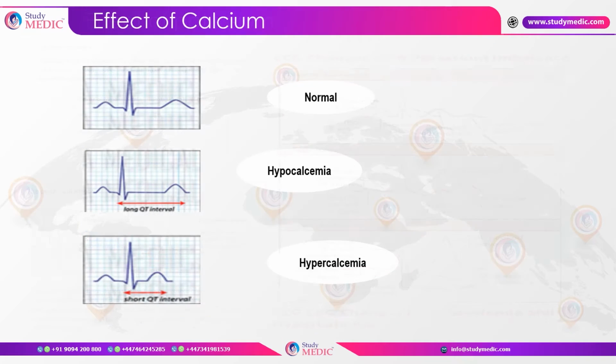Now next, coming to the effect of calcium. If this is taken as a reference level and this is the normal ECG, in hypocalcemia you can see that the QT interval is very much prolonged, and in hypercalcemia it is the opposite, or there is a shorter QT interval.